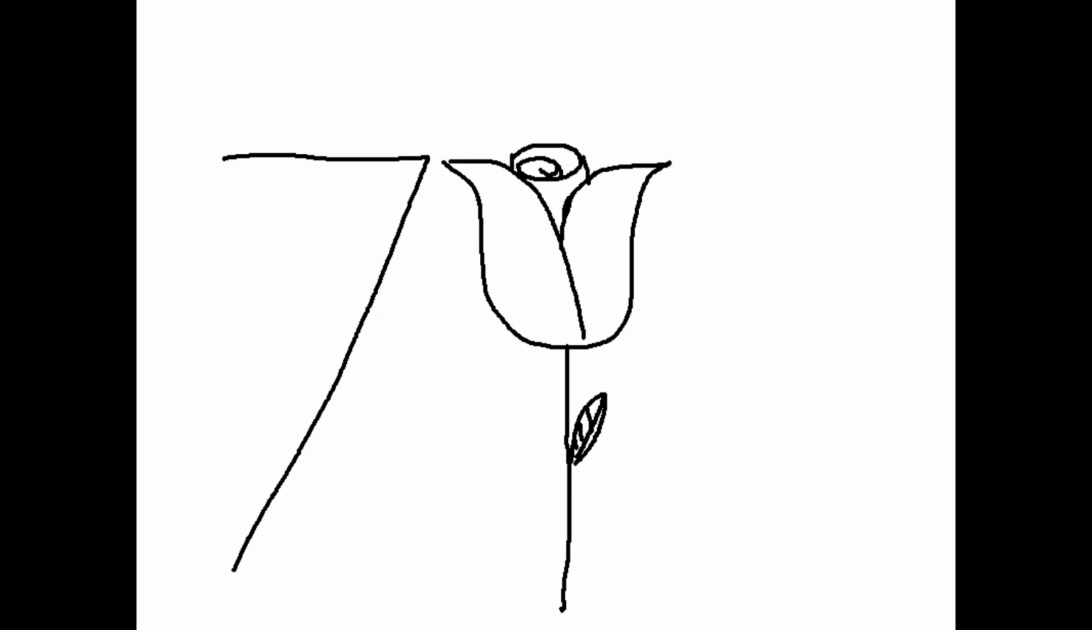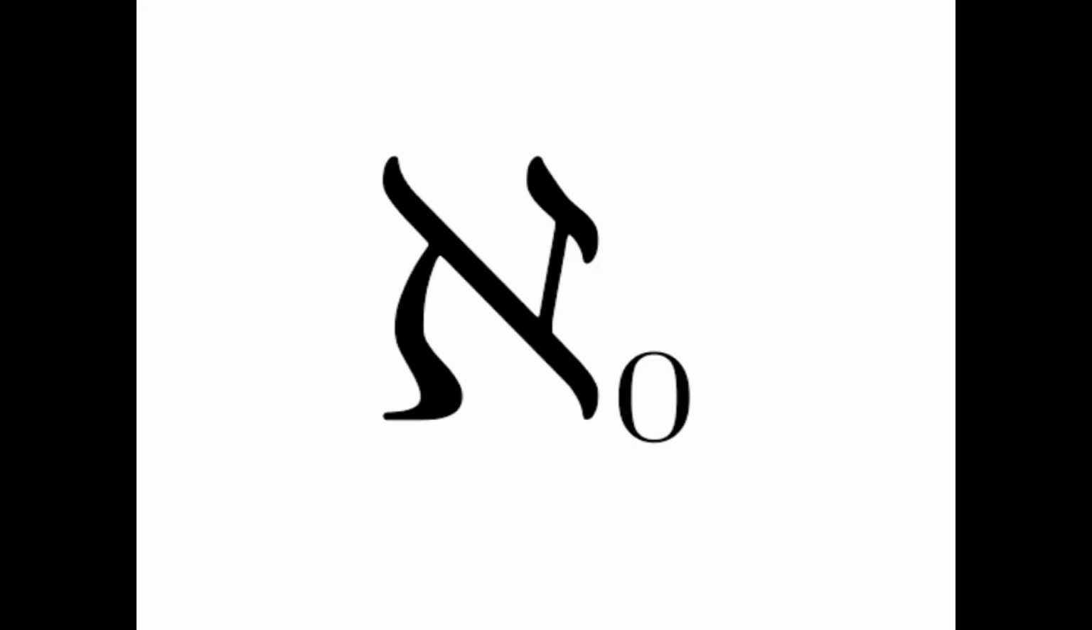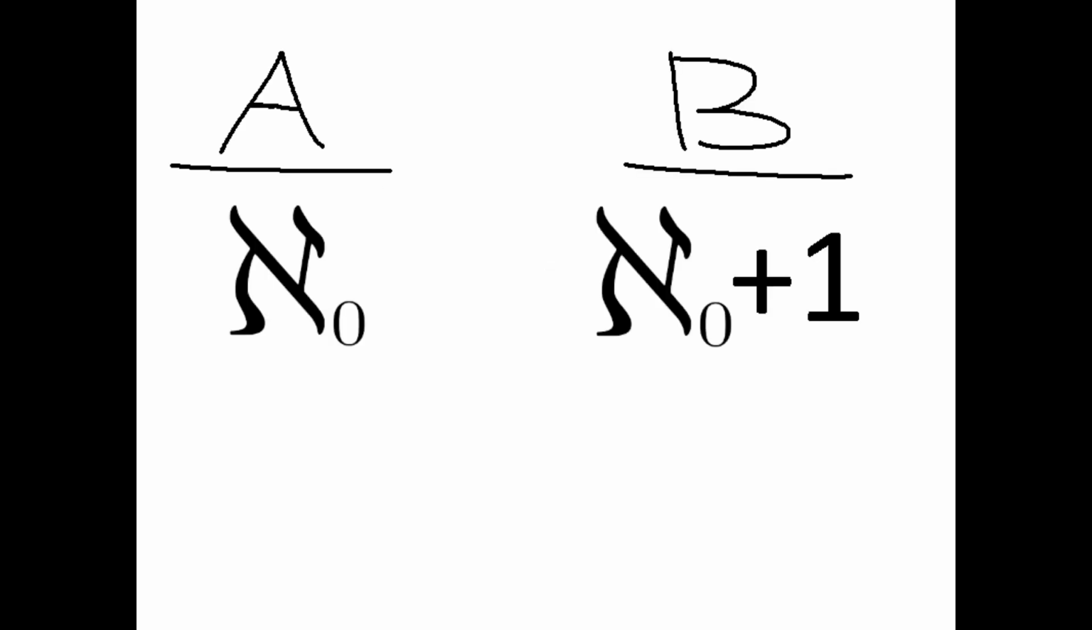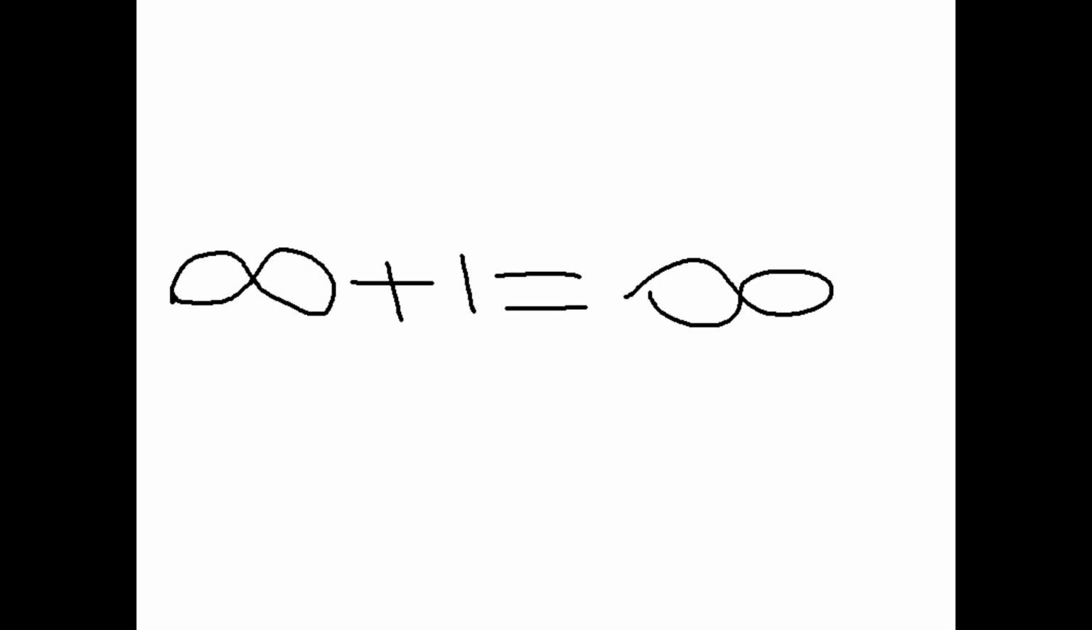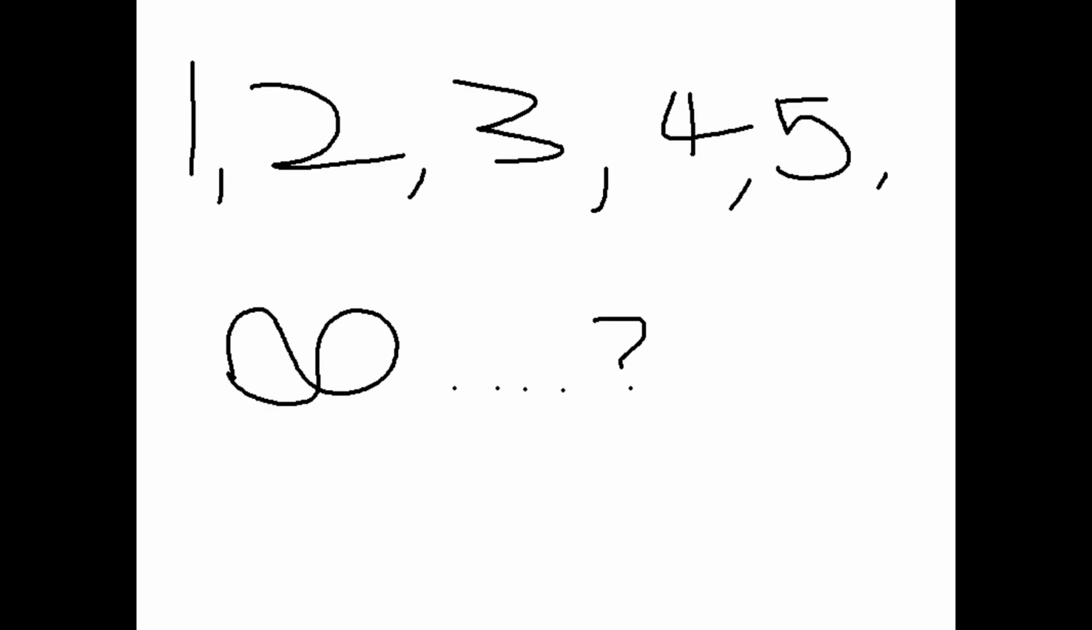Here's why. The numbers we use to describe how many of something is called cardinal numbers. An infinite set of cardinal numbers is called Aleph null. If you have two sets, A with Aleph null and B with Aleph null plus 1, you can create a bijection and pair each number from each set to each other. Therefore, both sets must have the same size, meaning infinity plus 1 equals infinity.